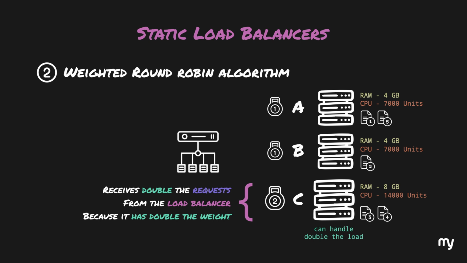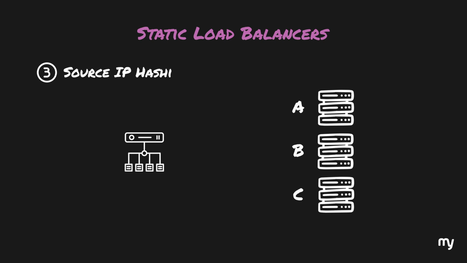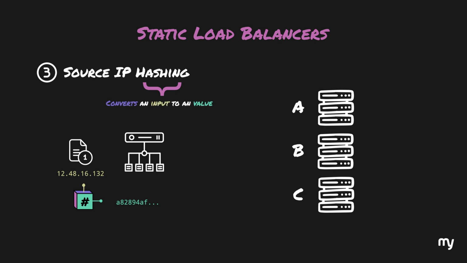Another interesting approach to static load balancing is source IP hashing. In this method, whenever a request arrives at a load balancer, it extracts the IP address of the client making the request and hashes it. Hashing is a process where an input is converted into a value using a mathematical function.